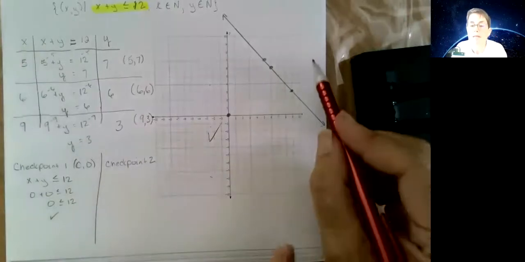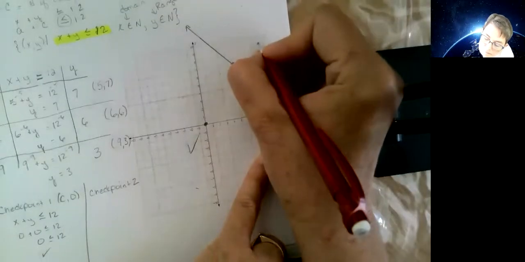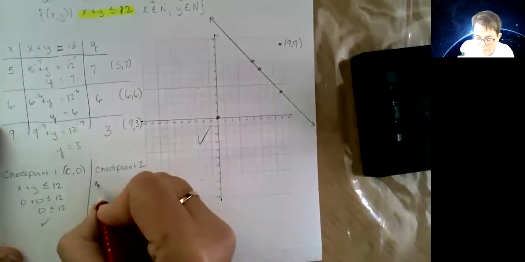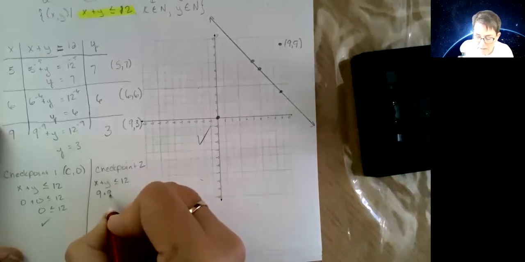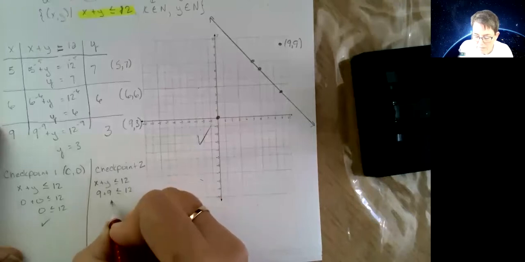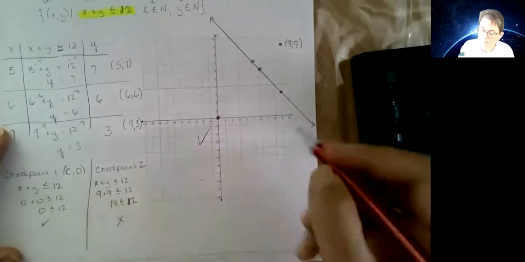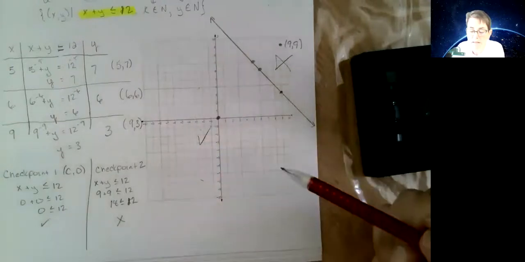We need a number that is somewhere up here. So what if I do 9? 9 plus 9 is 18, which is not less than or equal to 12. Okay. So we know that this area, the area to the left or kind of underneath our line, is our solution set.